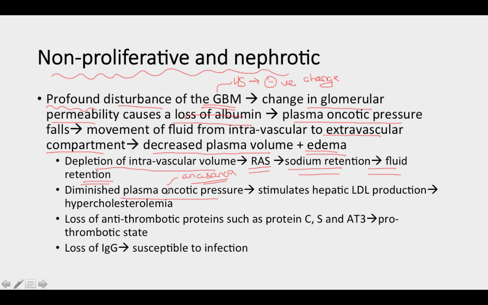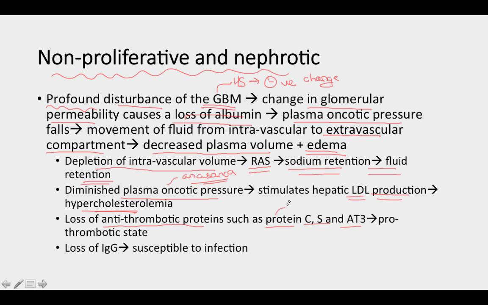Now, the other thing that happens, because you have less protein in your blood, your liver tries to compensate for the loss of albumin by regulating its production of another protein, low density lipoprotein, and that gives you hypercholesterolemia, right? So then the other thing that happens is, because you're not only losing albumin, you're losing antithrombotic proteins such as protein C, protein S, antithrombin 3.